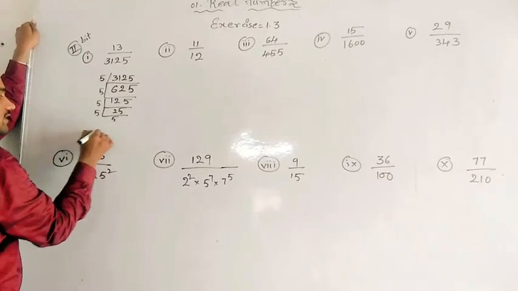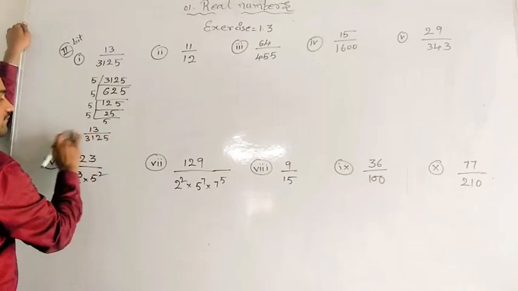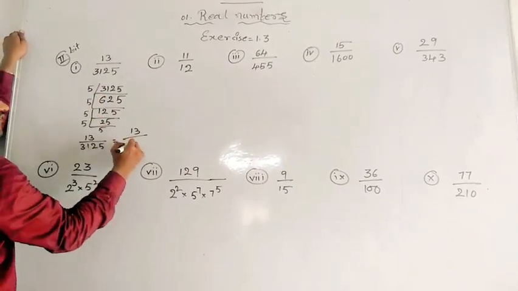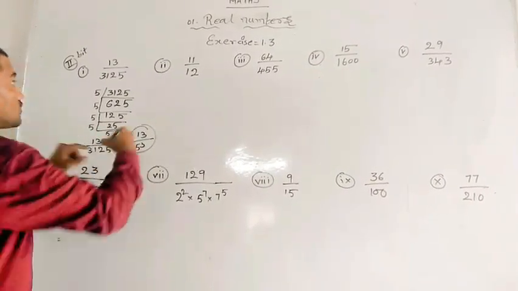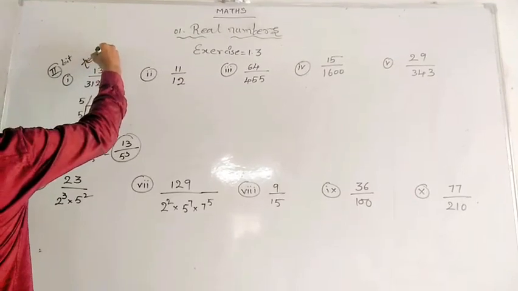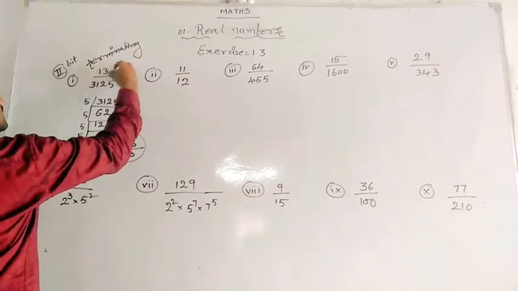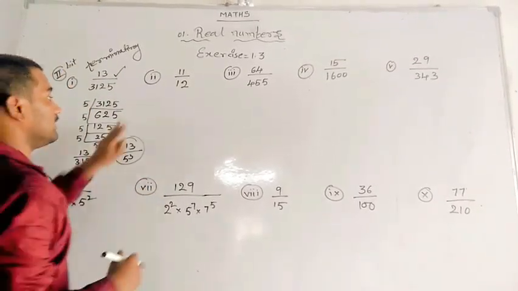That means here 13 by 3125 will give us 13 by 5 cube. So it is in the form of 5 to the power of m. So it is a terminating decimal number. The first one is a terminating decimal number. So let's see the next one.